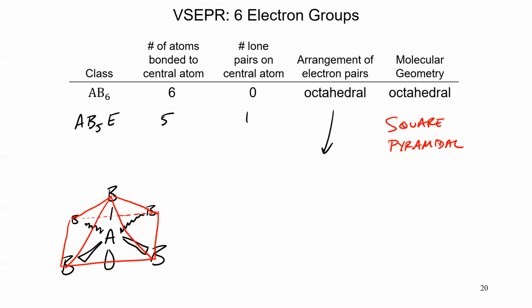So again, that difference between these last 2 columns: the arrangement of the electron pairs takes into account the lone pairs as well as all the bonded atoms. The molecular geometry only takes into account the atoms. So I don't care about where those electron pairs are when I do my molecular geometry.